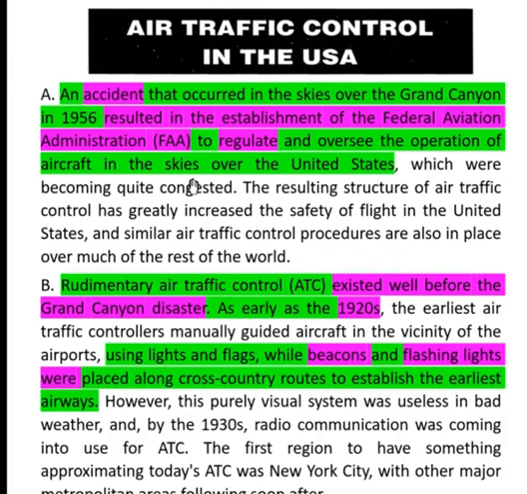So what is FAA? We saw that in paragraph A. That's the first paragraph. An accident that occurred in the skies over the Grand Canyon in 1956 resulted in the establishment of the Federal Aviation Administration, also known as FAA, to regulate and oversee the operation of aircrafts in the skies over the United States. And the rest of the sentence continues that way.